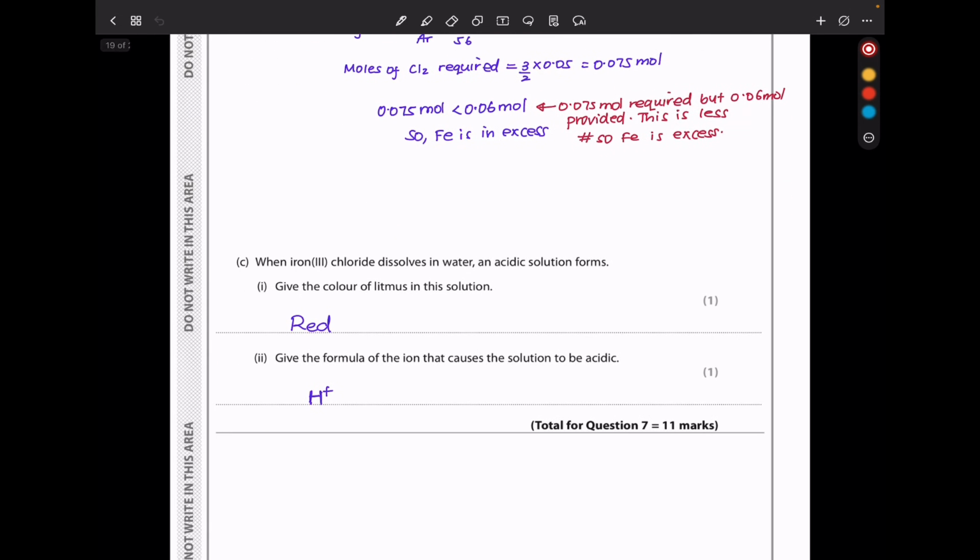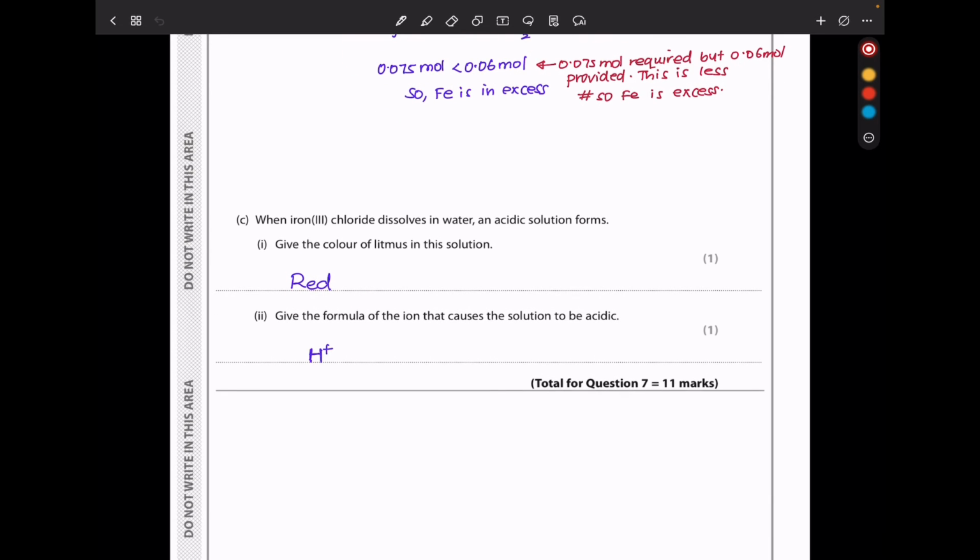And in part C, when iron(III) chloride dissolves in water, an acidic solution forms. Give the color of litmus in this solution. Litmus paper turns red in acidic solution, so the answer is going to be red. And next they say give the formula of the ion that causes the solution to be acidic. This is going to be the H+, which is found in all acids.